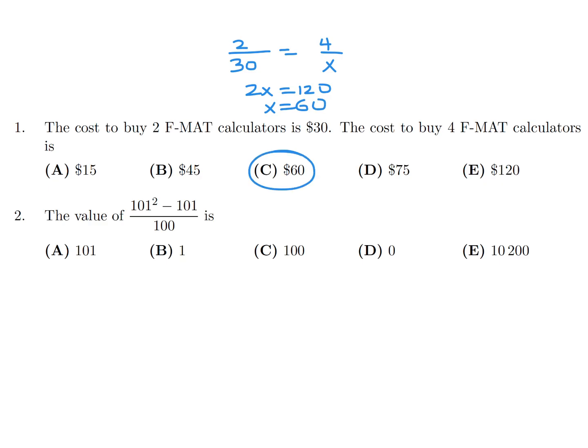The value of, okay, so 101 squared, 10201 minus 101 over 100. So that looks to me like 10100 over 100. Chop off 2 zeros and you get 101. So that would be A.